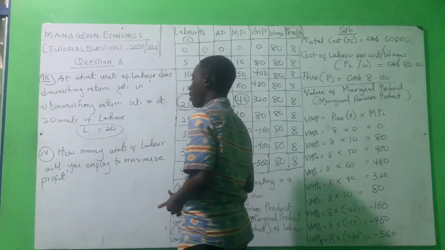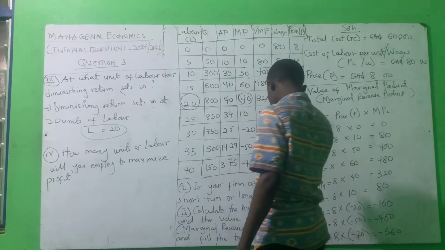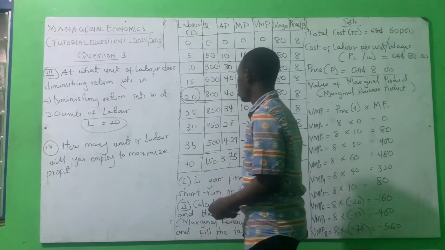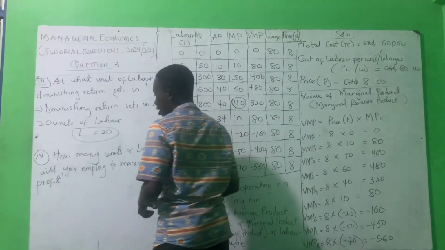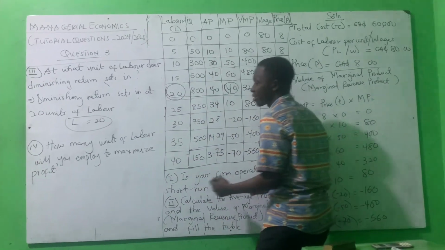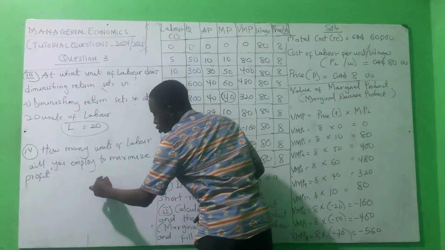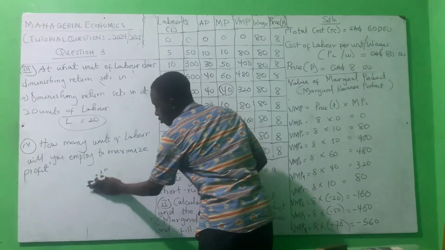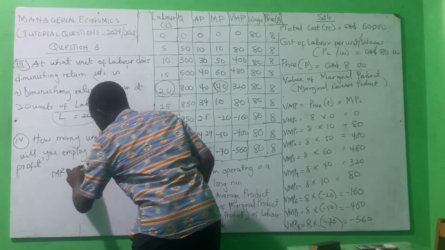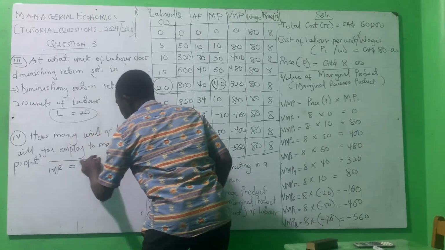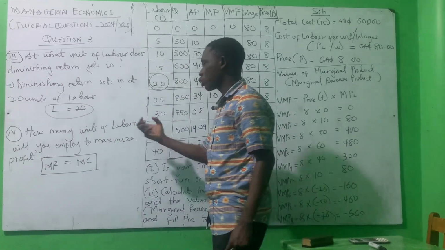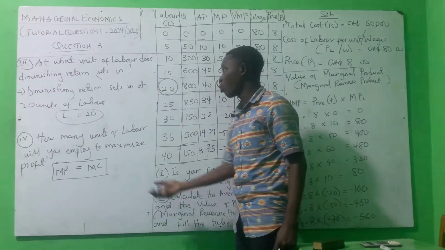So there's the fourth part. How many units of labor will you employ to maximize profit? So that's what we do. Before we can get the particular labor that would maximize profit, we have a condition we use. Our marginal revenue should be equal to our marginal cost. That is the profit condition we use in order to get the actual labor that would maximize profit.